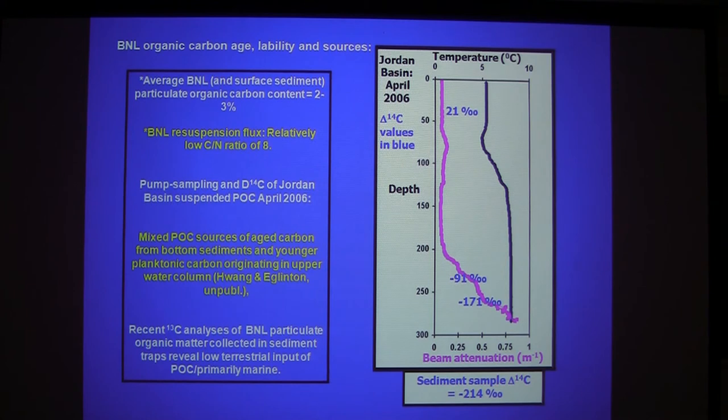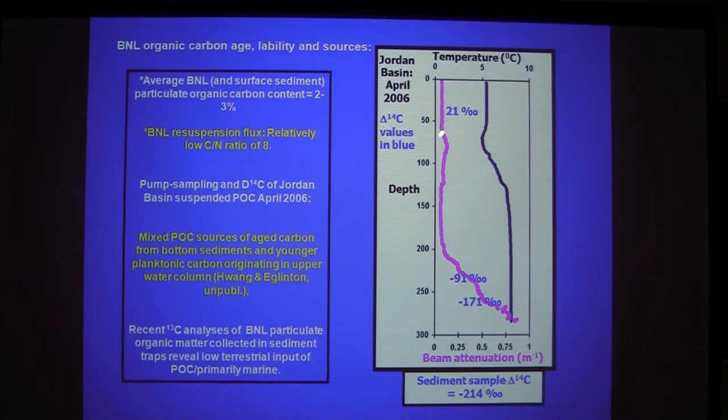Now, C14 can tell us about sources of particles. We know what the C14 is in sediments. This is the average value based on their analyses. And so we pump sampled the nepheloid layer, which you're looking at here. You're looking at temperature and transmission, beam attenuation. So this is the nepheloid layer where attenuation gets higher.